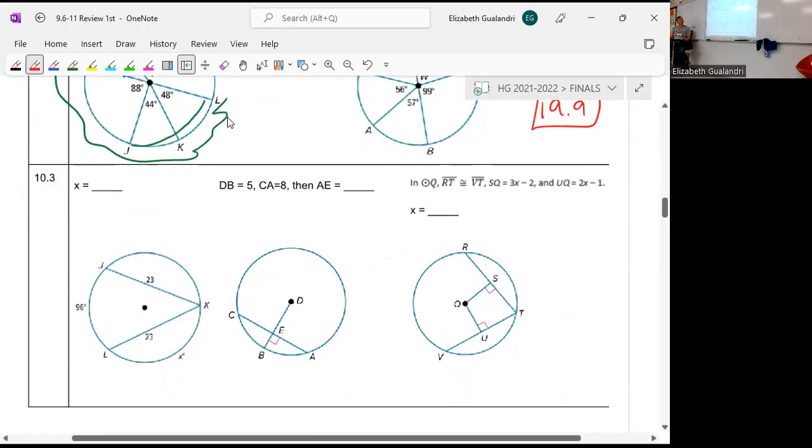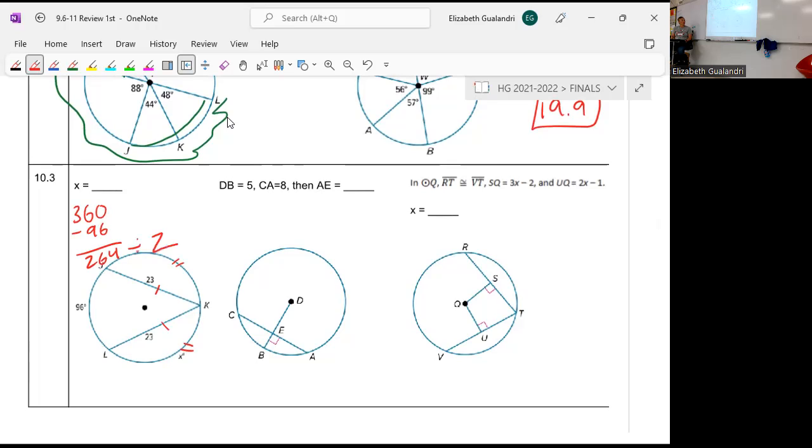In 10.3, we got into chords of circles and how we could solve with them and different angles and things like that. So in this one, we want to find X over here. The only reason they give you the 23s here is because if these chords are congruent, that means these 2 arcs are congruent, which means they have the same measure. All the way around the circle is 360 degrees. So here you would do 360 minus 96. That's going to give you 264. That's left over from JKL, and you divide that by 2 because that gives you one of those, which is how long X is based on what's given there. So you get 132 for your X.